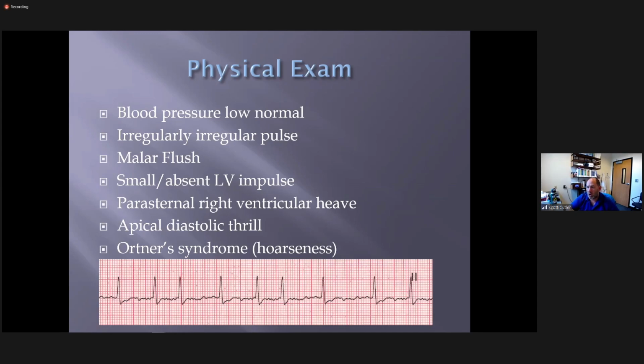You might have a small or absent LV impulse. Okay, so now we're talking about palpating the PMI, the point of maximal intensity on that left ventricular apex, trying to feel the beat, right? So it might be small or weak, and or you just don't feel it at all. Okay. What do you think is happening there?